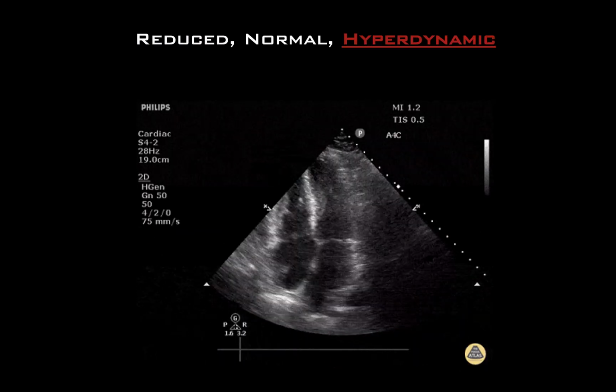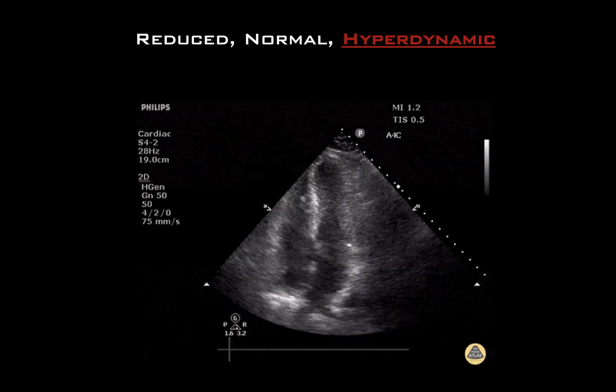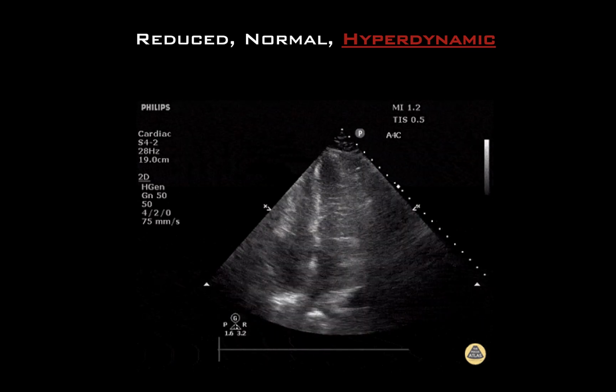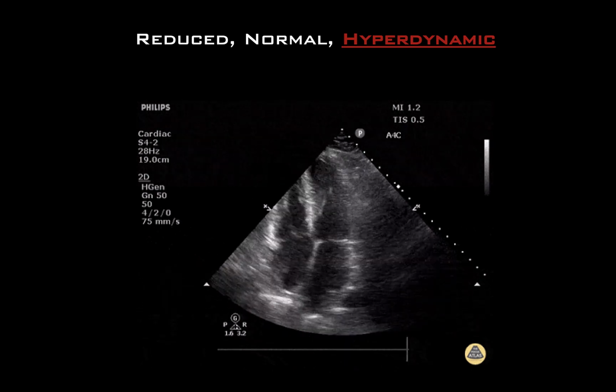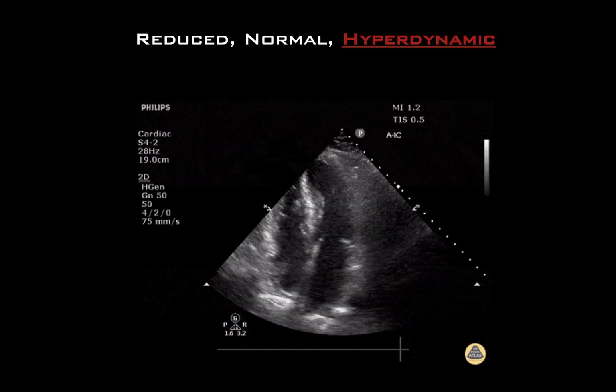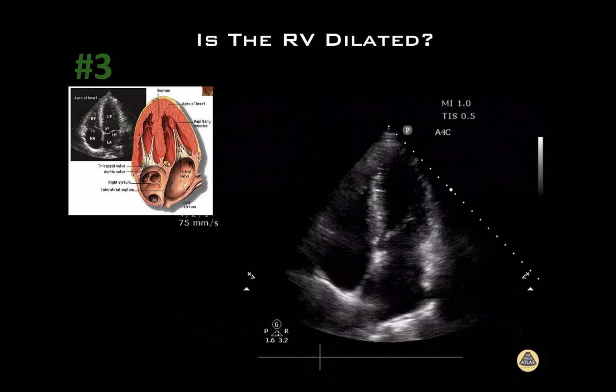Here is an example of a hyperdynamic LV visible on apical four-chamber. The myocardium contracting leads to total or near total obliteration of the cavity in systole. In many scenarios, this finding may reflect hypovolemia or an underfilled LV, but this is not specific and could also reflect other insults, including distributive shock, acute PE, or cardiac tamponade. So you will need to put this finding together with additional views, as we will discuss next.